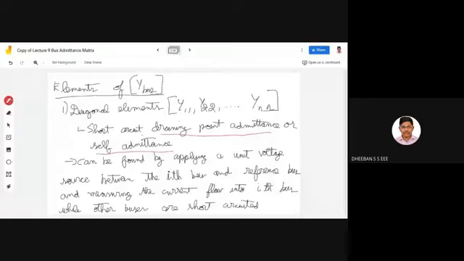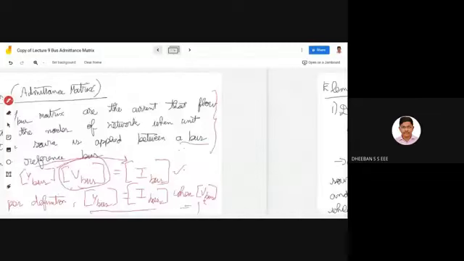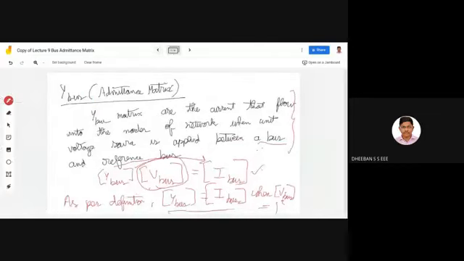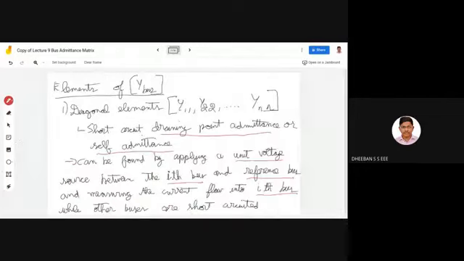It can be found by applying a unit voltage, the same point you have seen with respect to the definition: a unit voltage source between the ith bus and the reference bus, and measuring the current flowing into the ith bus. So with respect to the definition, you make V bus equal to 1 and find I bus, and this contributes to your Y bus. While dealing with the algorithm, I'll be showing you.